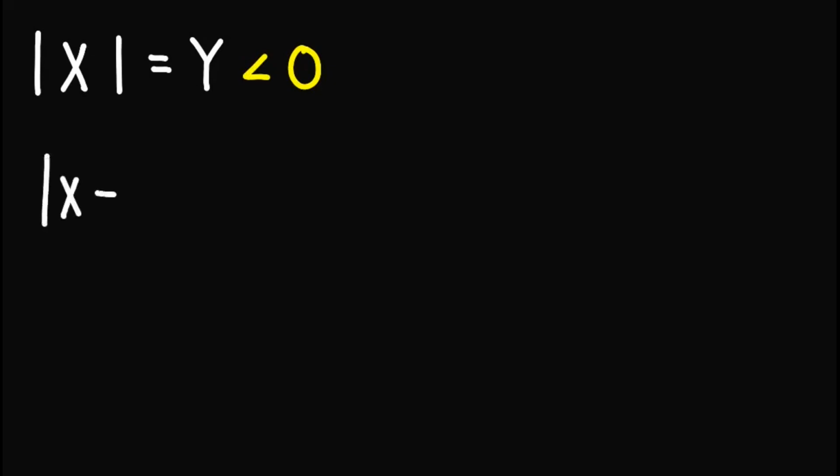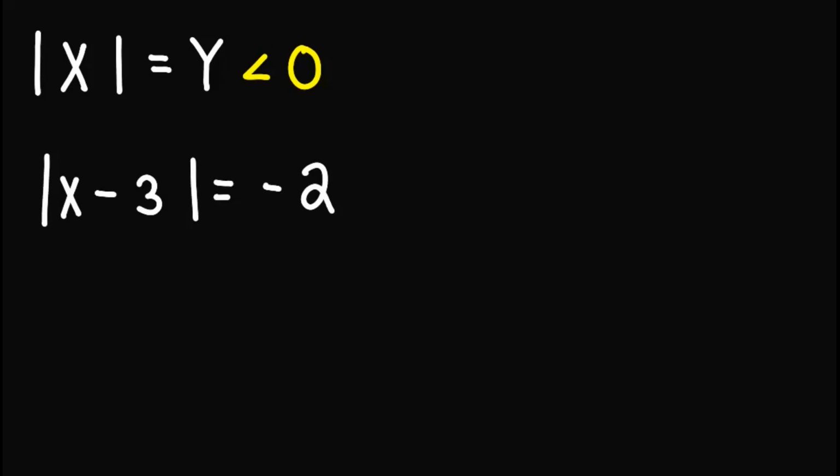So say we have the absolute value of x is equal to y, and we start with the case where y is equal to a negative value. Let's just say that y is less than 0. So this implies that y is negative. So if we have |x minus 3| is equal to -2, how do we determine the possible values of x that would satisfy this equation?